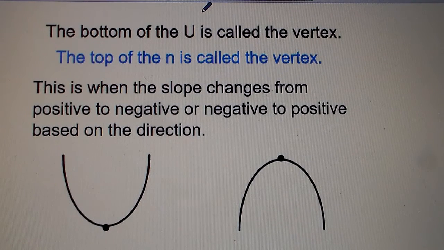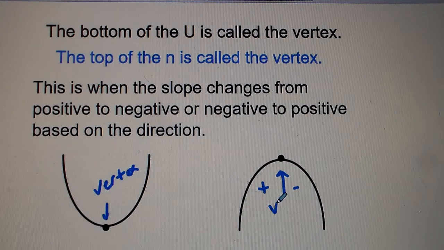Now, the bottom of the U is called the vertex. So the place where it bottoms out, where it stops going down and starts going up, that change from going down to up, right there, is our vertex. When it changes from going negative to positive, and when it changes from positive to negative, that's also our vertex, where it tops out. So when they're asking you for the vertex, it's where that change in signs is.